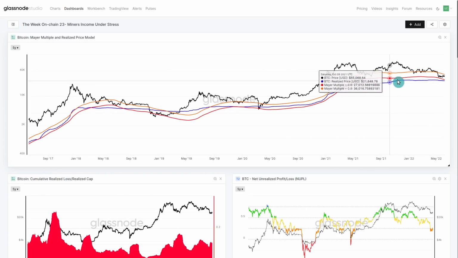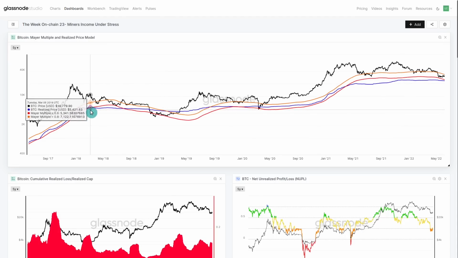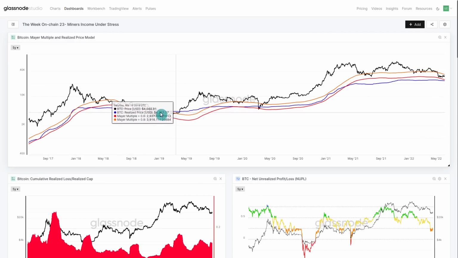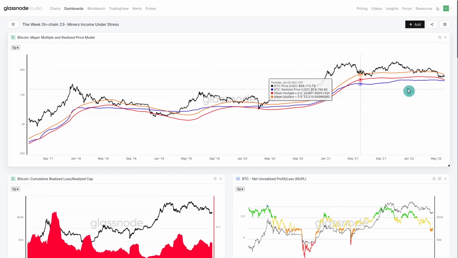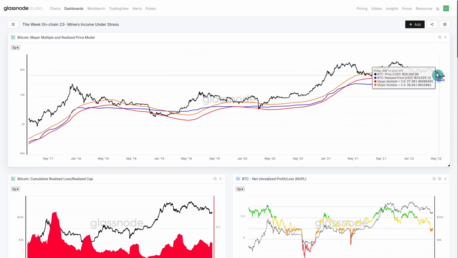Now, the other model we have here is the realized price. Now, this is the average price of every coin that's been moved in the system spread across all of the circulating supply. So in other words, think about it as the average cost basis if we price every coin when it last moved. Now, we can see back here in 2017, we traded below this for a period of roughly about 5 months before we finally break out in April and had this miniature run in 2019.